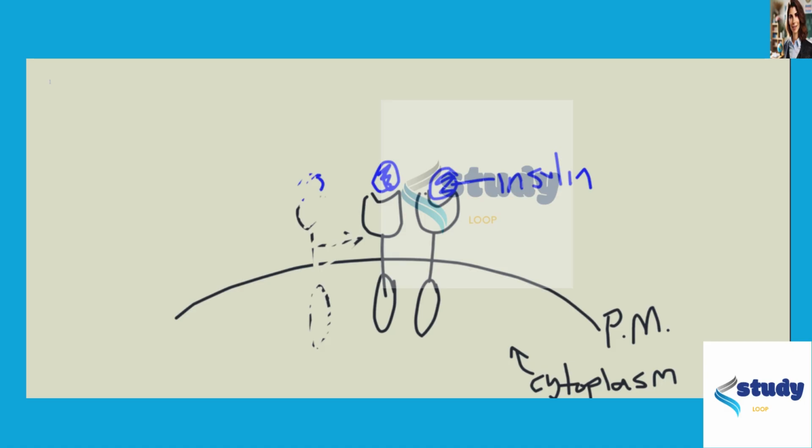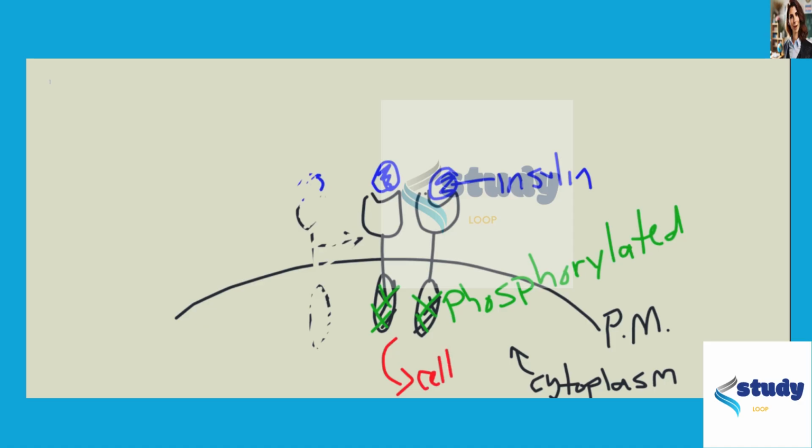Because of these future steps, we have the tyrosine residues in here, on the interior. These are going to be phosphorylated now. So the next thing that happens is the phosphorylation. Okay, so then now they're going to be phosphorylated. And then the last step is the cellular response.